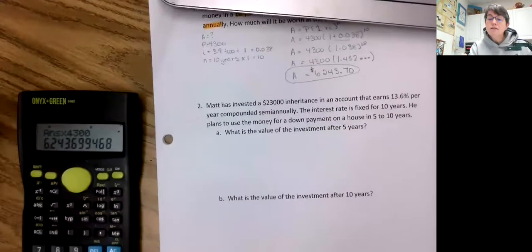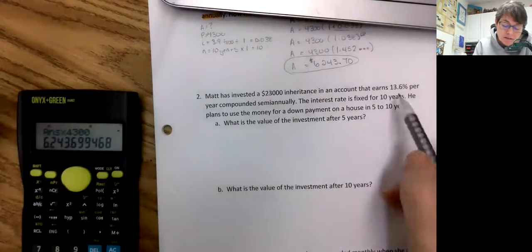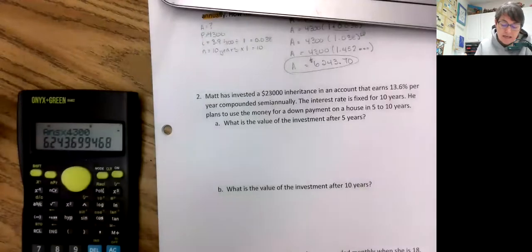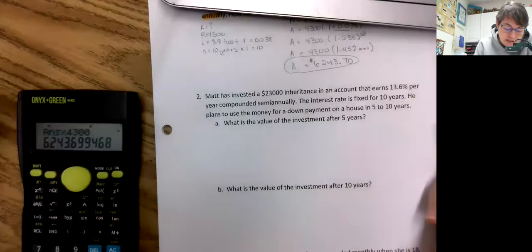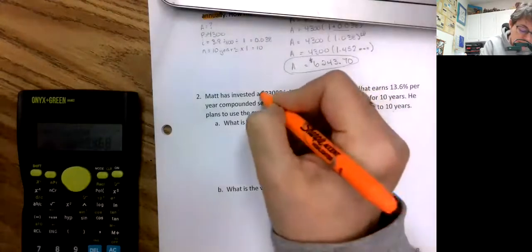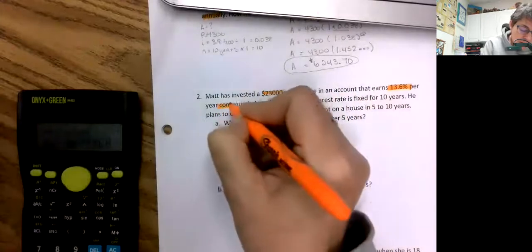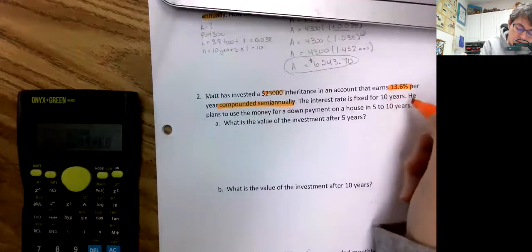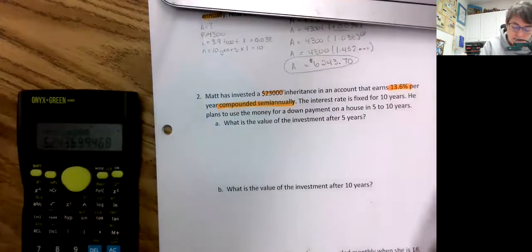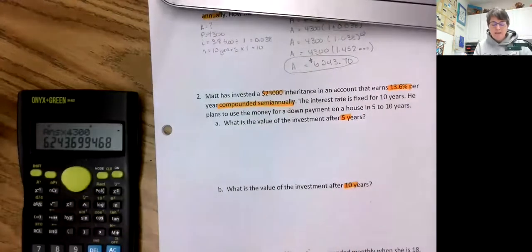All right, next question. Matt has invested an inheritance in an account that earns 3.6 per year, compounded semi-annually. Interest rate is fixed for 10 years. He plans to use the money on the down payment for a house. Okay, so we got some money. We have a percent. We have the compounded semi-annually, right? That's that extra bit we need. And it's for 10 years. Oh, look at this one. So you've got to do the question twice, once at 5 years and once at 10 years.